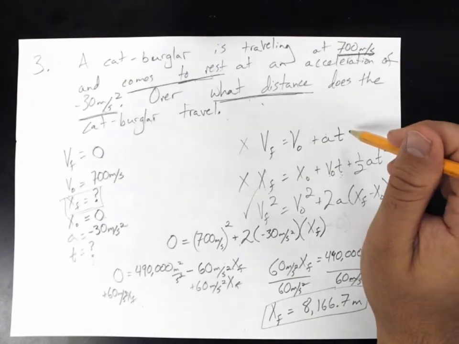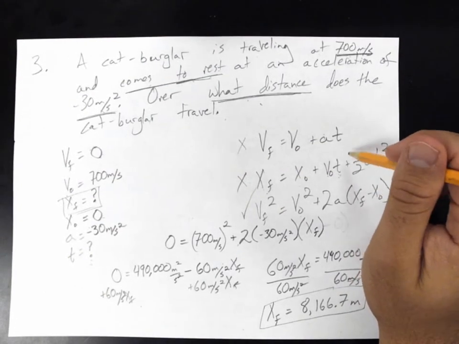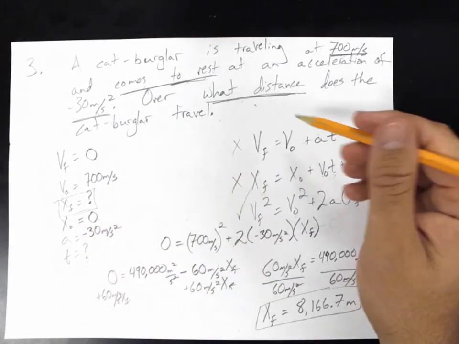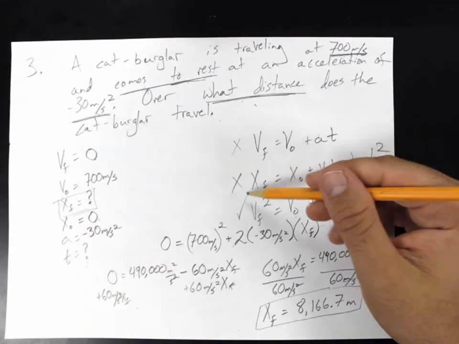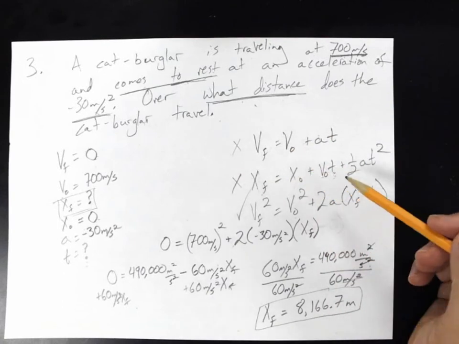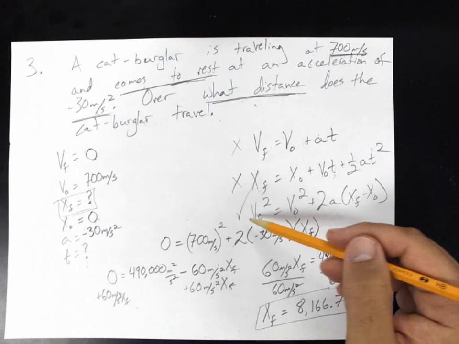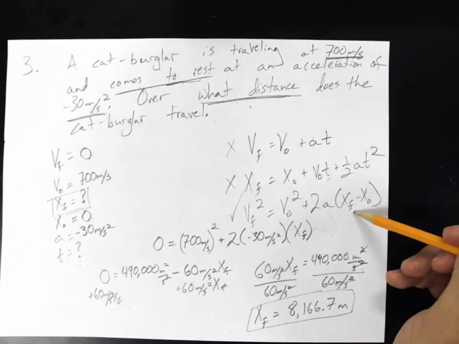Once again, we don't have time, so that completely eliminates these first two. We don't have it, and we're not looking for anything in these equations, well, except for that one. So we can't use those first two. So we look for something that has all the information that we have, and that's this one.